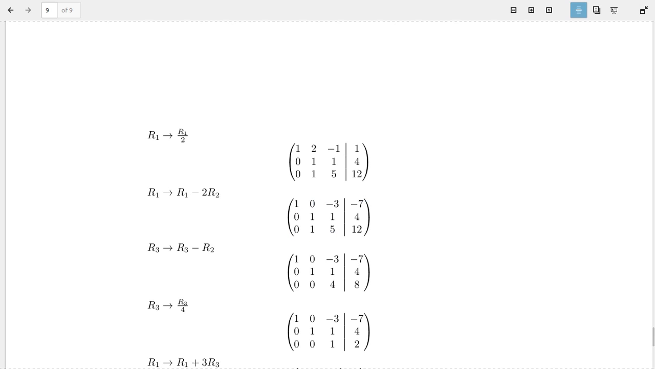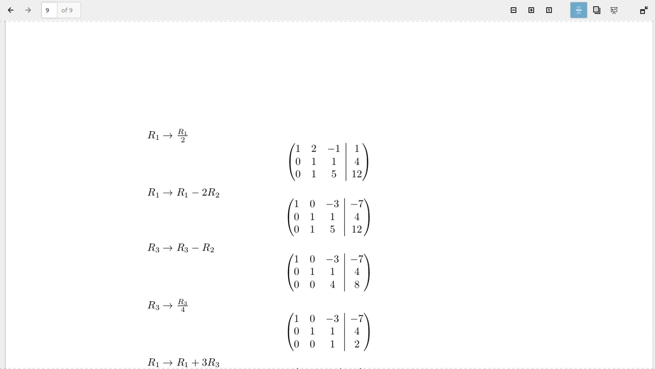So now I want, okay, and then R3, so I want this guy to be 0, right, as well, because remember, in columns containing pivot points, every other element has to be 0. So R3 becomes R3 minus R2, because 1 minus 1 is going to give me 0. So you get a 0 here. So 5 minus 1 is 4. 12 minus 4 is 8.